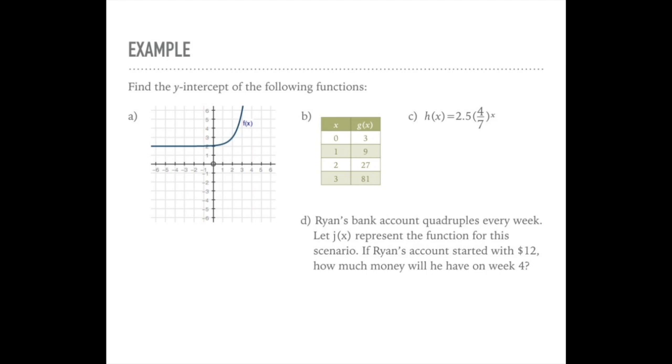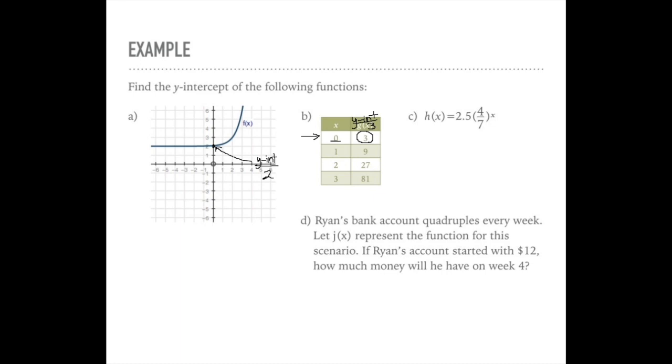Finding the y-intercept. Now you have 4 different scenarios for which to find the y-intercept. The y-intercept simply is the place where it crosses the y-axis. So if I have a graph, in this case I do, my y-intercept is 2. If I have a table, we said that it is the y value when x equals 0, which is also given right here. If x equals 0, my y value is 3. So the y-intercept for this one is 3.